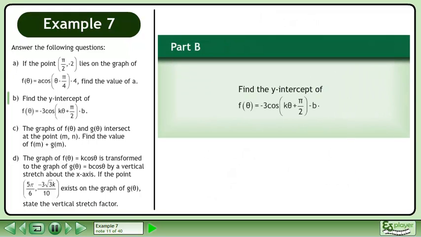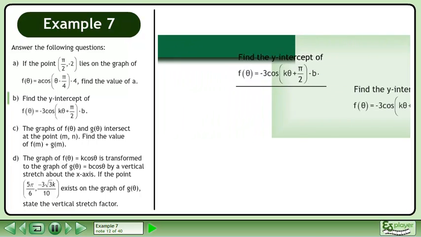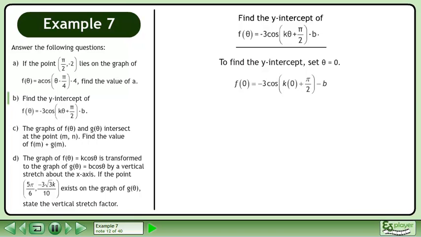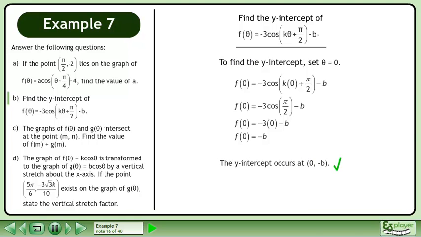In part B, find the y-intercept of f of theta equals negative 3 cos k theta plus pi over 2 minus b. To find the y-intercept, set theta equal to 0. Simplify. Cos pi over 2 equals 0. Simplify further to get negative b. The y-intercept occurs at the point 0, negative b.